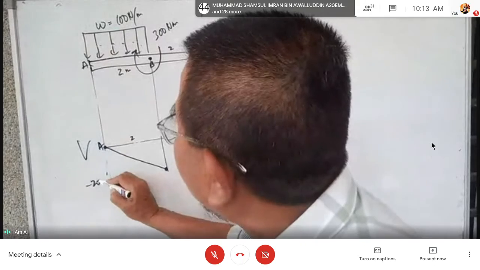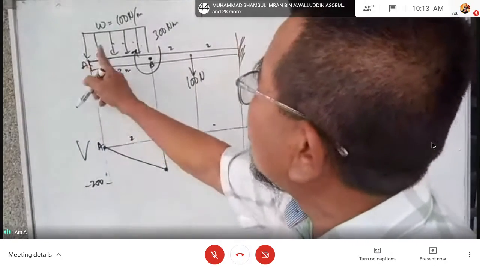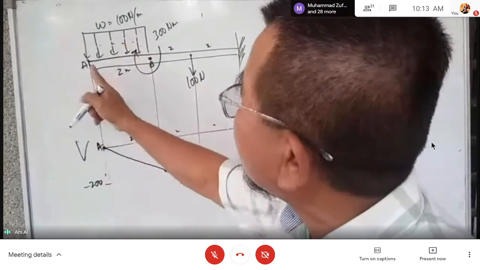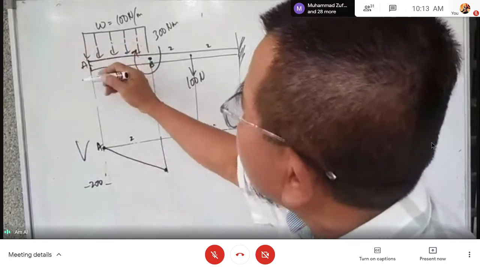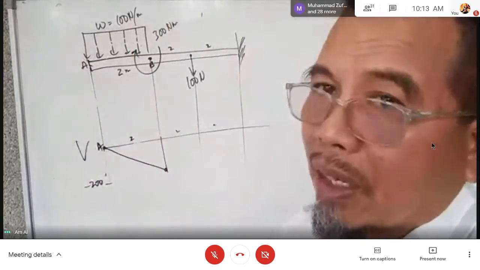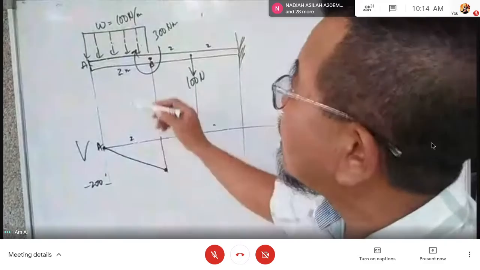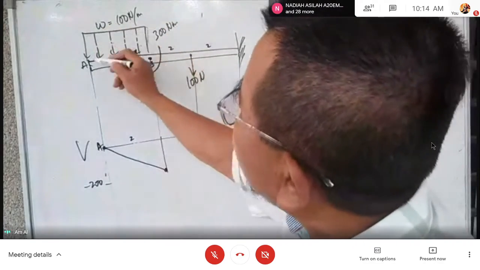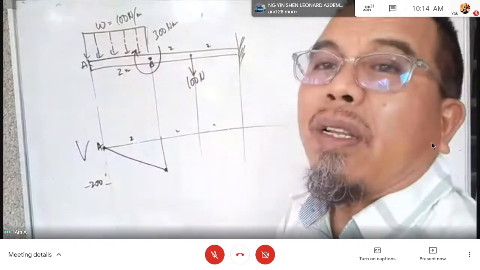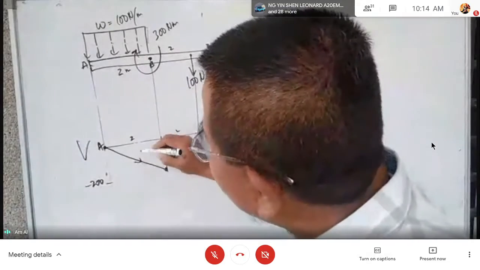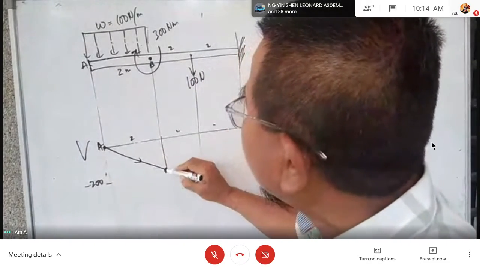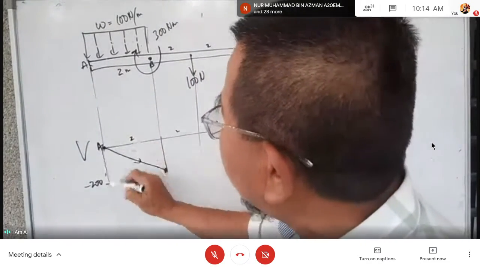How you get minus 200? You start at 0, you go down by 200. So from 0, you go down 200. But it's not a constant jump. It's continually go down. This is how the area is being counted. Okay, go down there until point B here. So that is minus 200, the value.